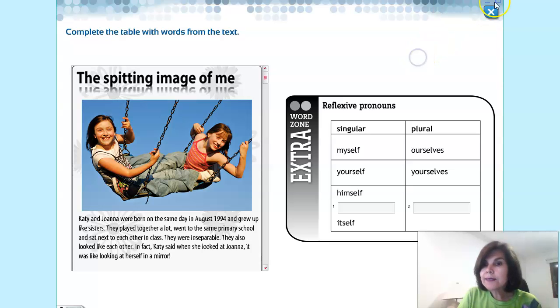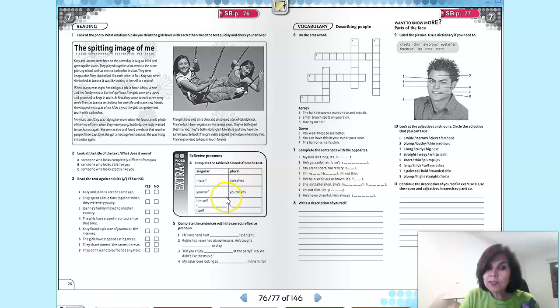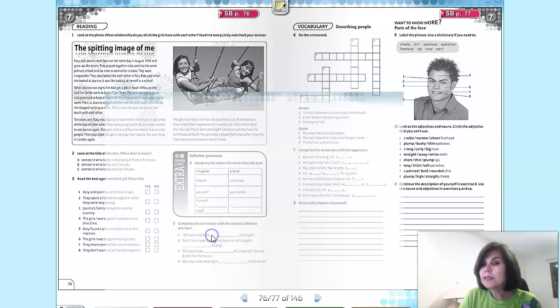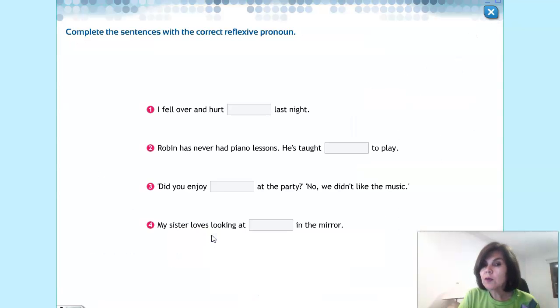Okay, next exercise, now that you know the reflexive pronouns, even though I'm sending you a video, a small video, so you can understand better about reflexive pronouns. Complete the sentences with the correct reflexive pronouns. I fell over and hurt myself last night. So it has to be myself. Okay?